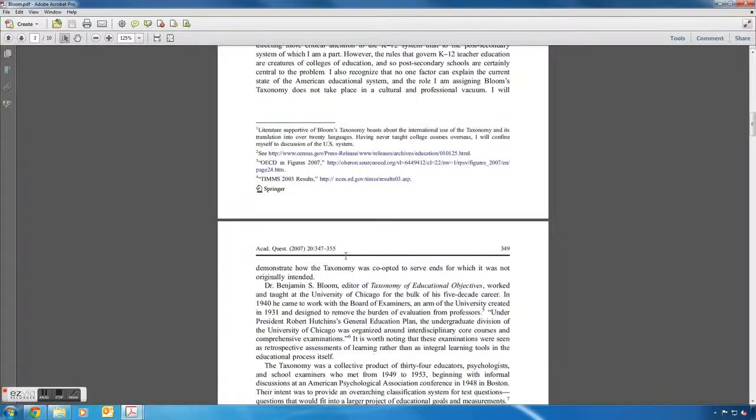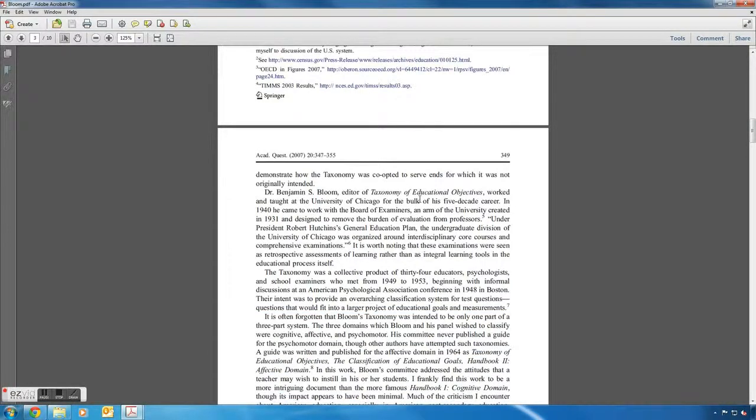And he gives a nice little section right here. Dr. Benjamin S. Bloom, editor of Taxonomy of Educational Objectives, worked and taught at the University of Chicago for the bulk of his 5-decade career. In 1940, he came to work with the Board of Examiners, an arm of the university created in 1931, and designed to remove the burden of evaluation from professors. So at this point, he begins to start creating what is known as his Bloom's taxonomy.